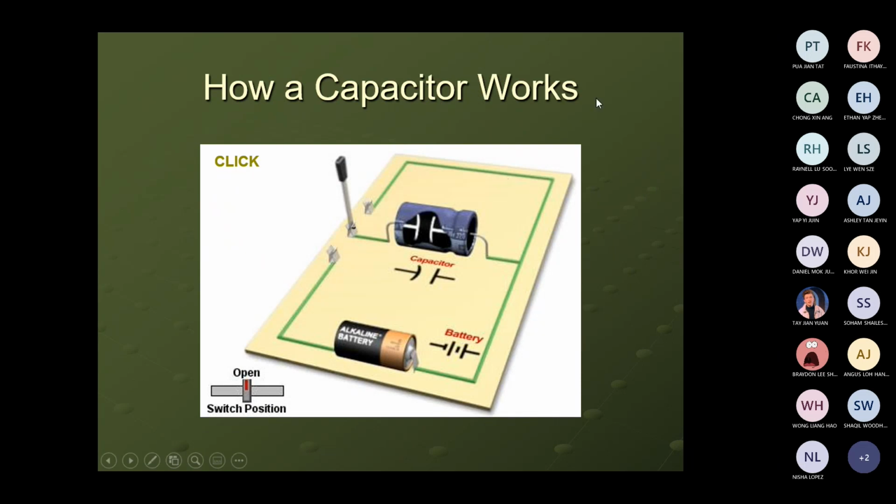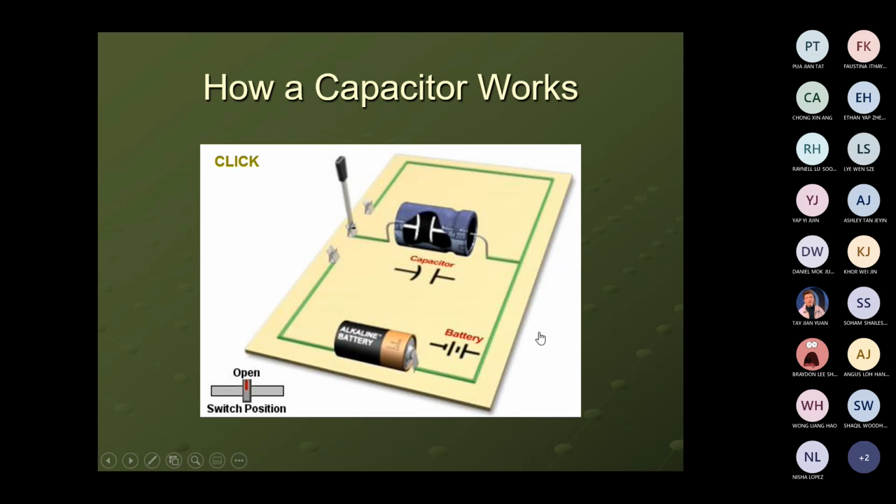So how does a capacitor work? This is the diagram that explains. This is the capacitor. Inside the capacitor is like a parallel plate actually. So the capacitor will connect to the battery. So the charge will flow to the capacitor and store the charge. To go into more depth, we go to the next slide.